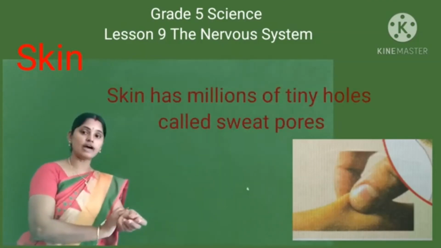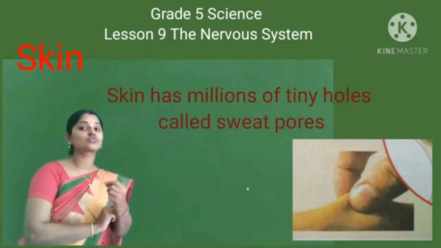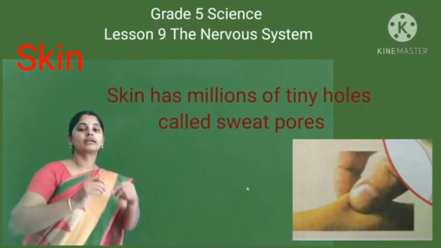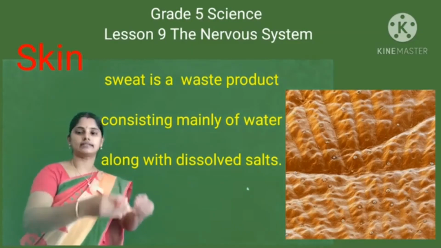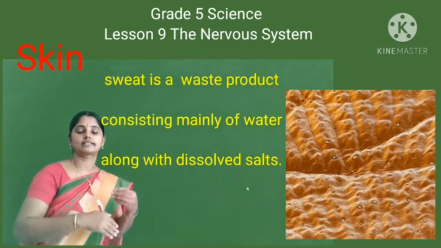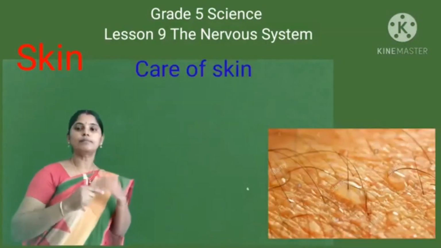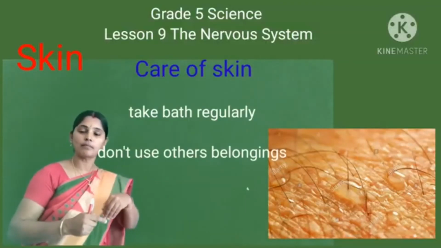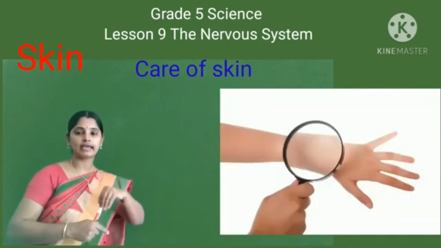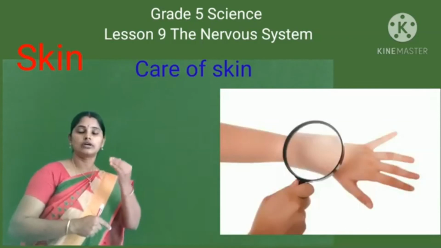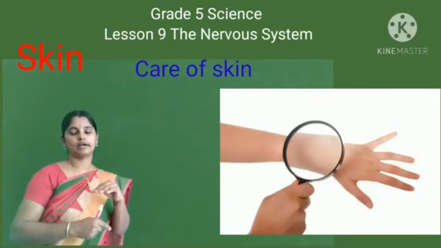Apart from the nerves, the skin has millions of minute pores. Those pores are called sweat pores. Through the sweat pores, the sweat comes out. The sweat is salty in nature, no? So the salt is excreted, removed out as waste. Okay, then to keep our skin properly, we should take a bath regularly. We should not use other things also. You should take care of your skin properly, and protect it from sunburn.